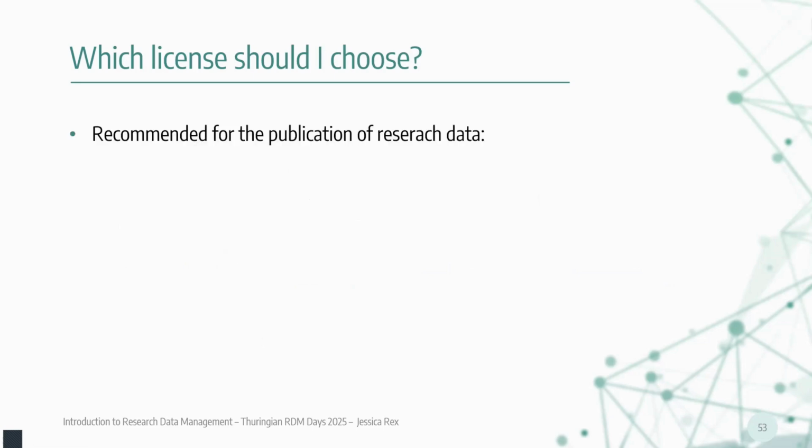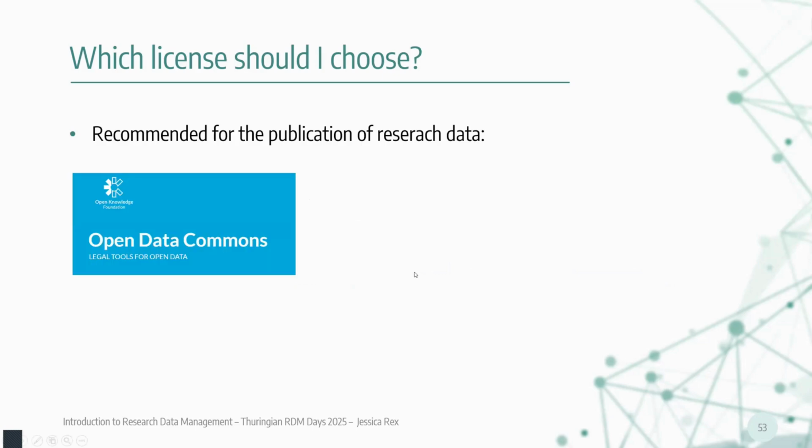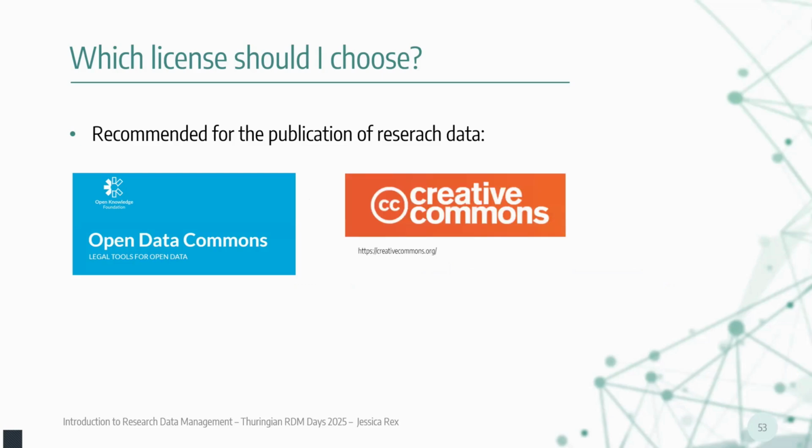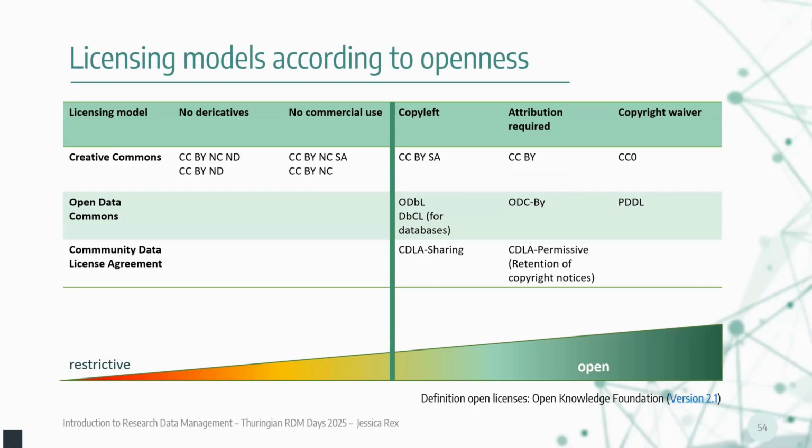We have a general recommendation for the publication of research data, which is either going with the Open Data Commons scheme or with the Creative Commons licenses. And if you don't want to use either of those, but you do still want to use a license scheme, then there is a tool called Choose a License online, which will guide you through the decision process. Generally, as I said, it is good to choose a licensing model according to the openness. So ideally, you want to be as open as possible. And I've already put a few licensing models on this table: Creative Commons, Open Data Commons, and Community Data License Agreement.